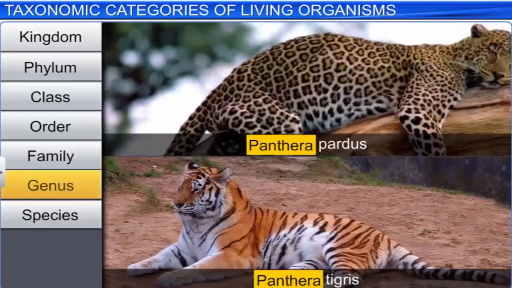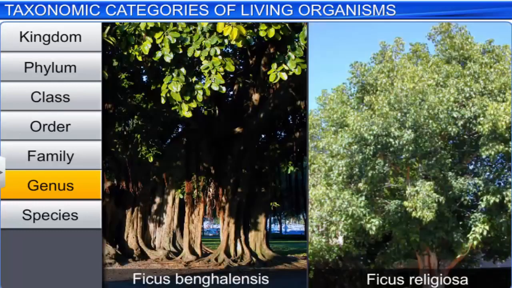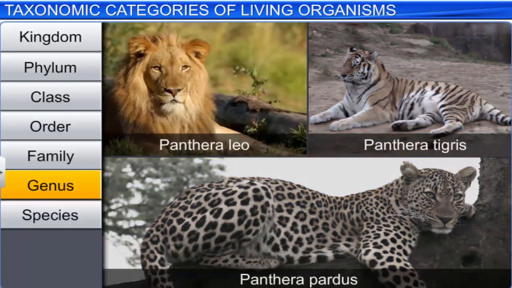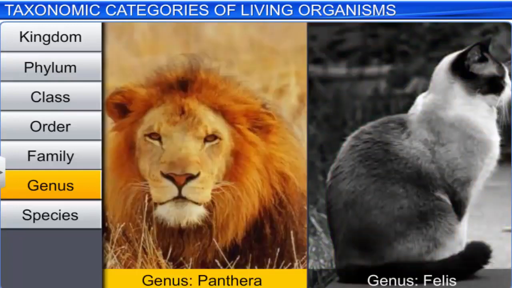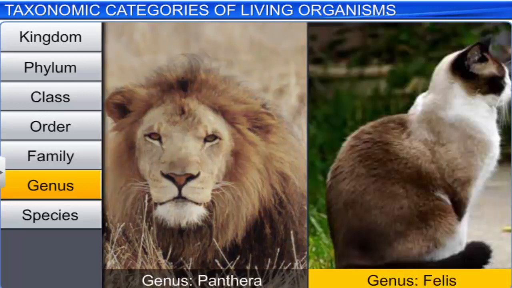The next rank is genus, which consists of a group of related species that exhibit similar characteristics in comparison to species of other genera. In case of plants, the banyan and peepal trees have certain similarities, and therefore belong to the genus Ficus. Among animals, the lion, the tiger, and the leopard are closely linked, and thus are in the genus Panthera. However, the genus Panthera differs slightly from another genus, Felis, which includes cats.